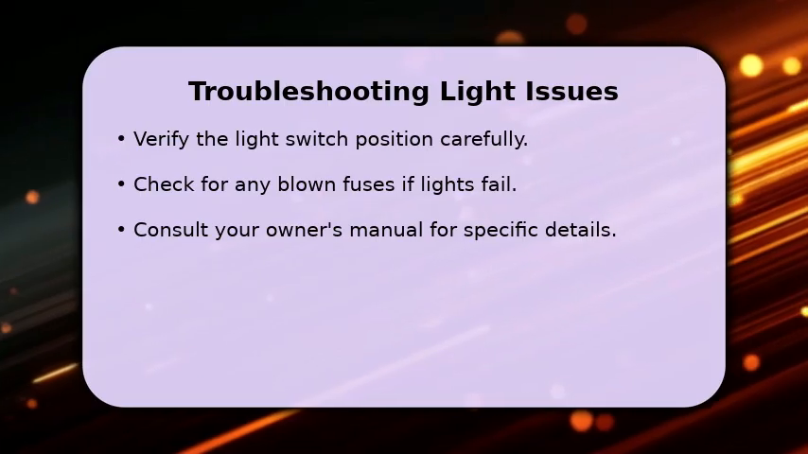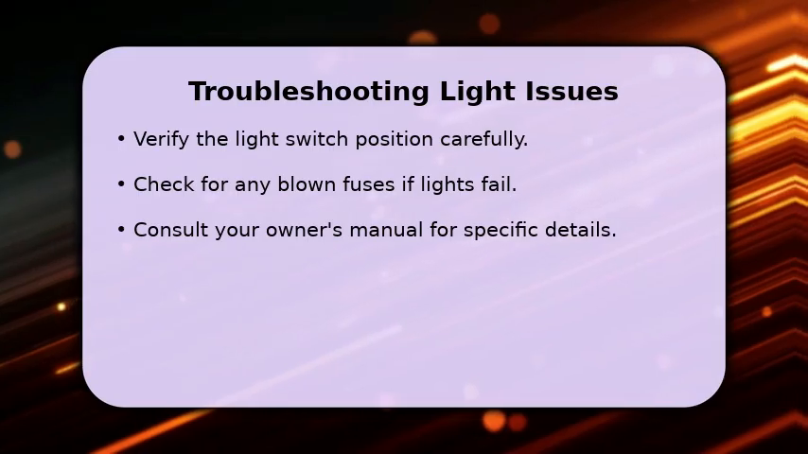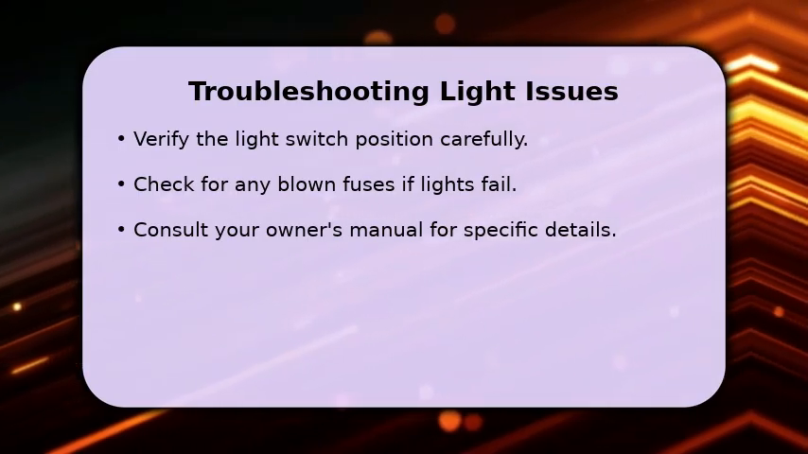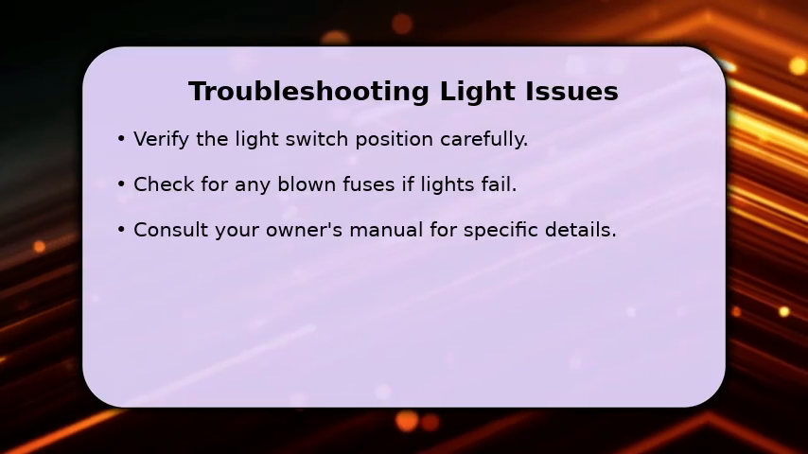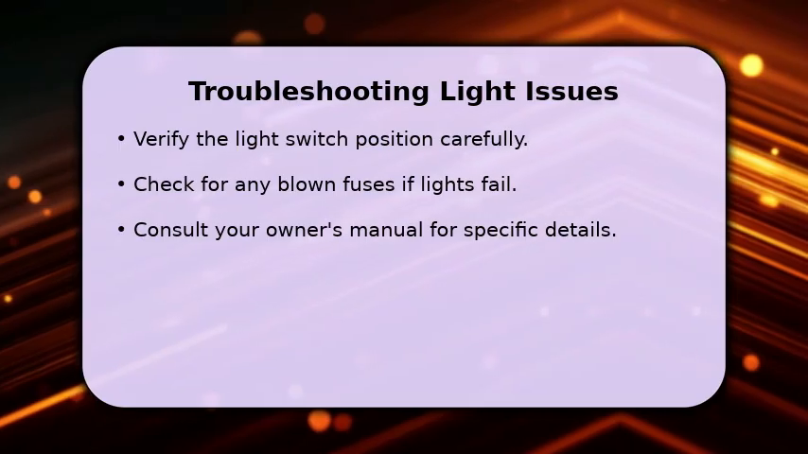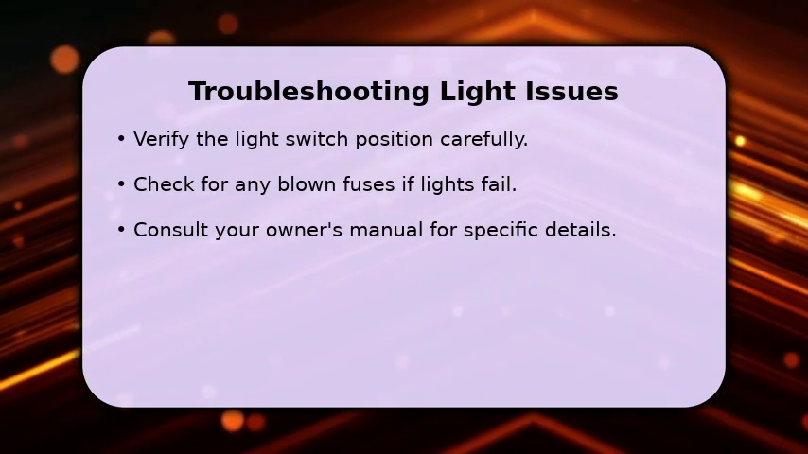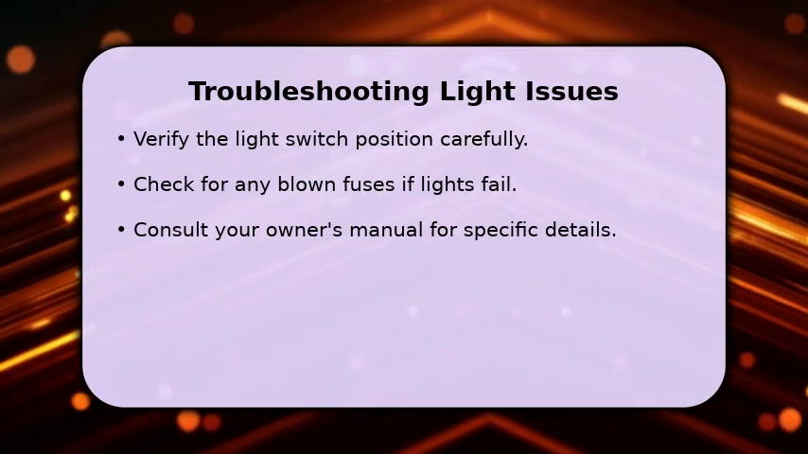If your lights aren't behaving as expected, first verify the control knob's position. Sometimes, a simple adjustment is all that's needed. If issues persist, you might need to check for a blown fuse, which can affect specific lighting circuits. Always refer to your Ford Ranger's owner's manual for detailed troubleshooting steps and diagrams.